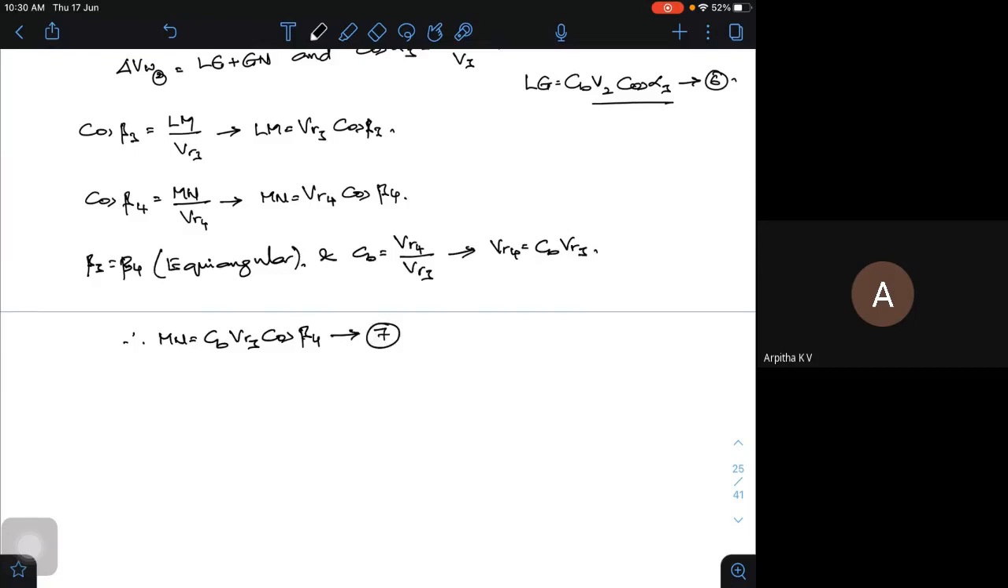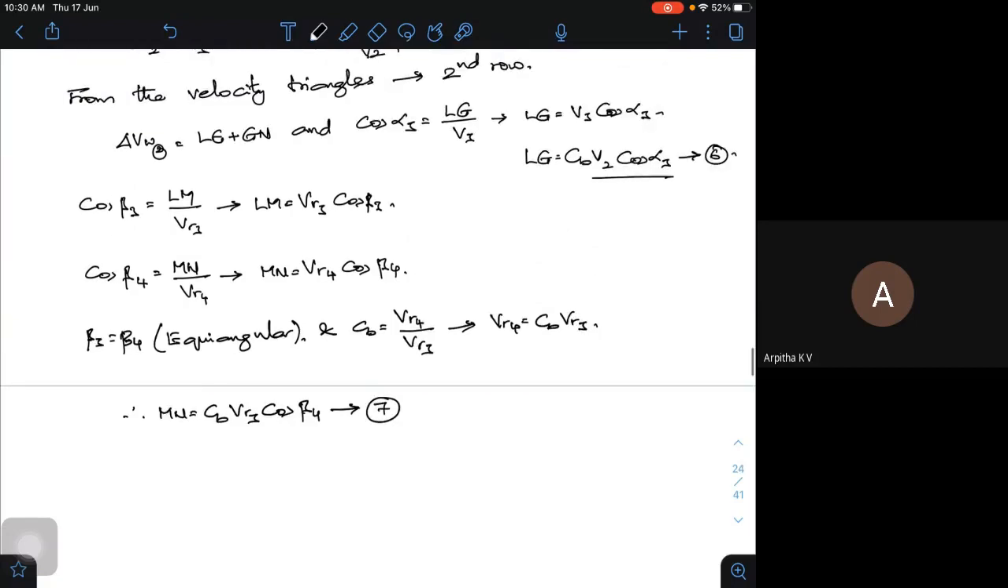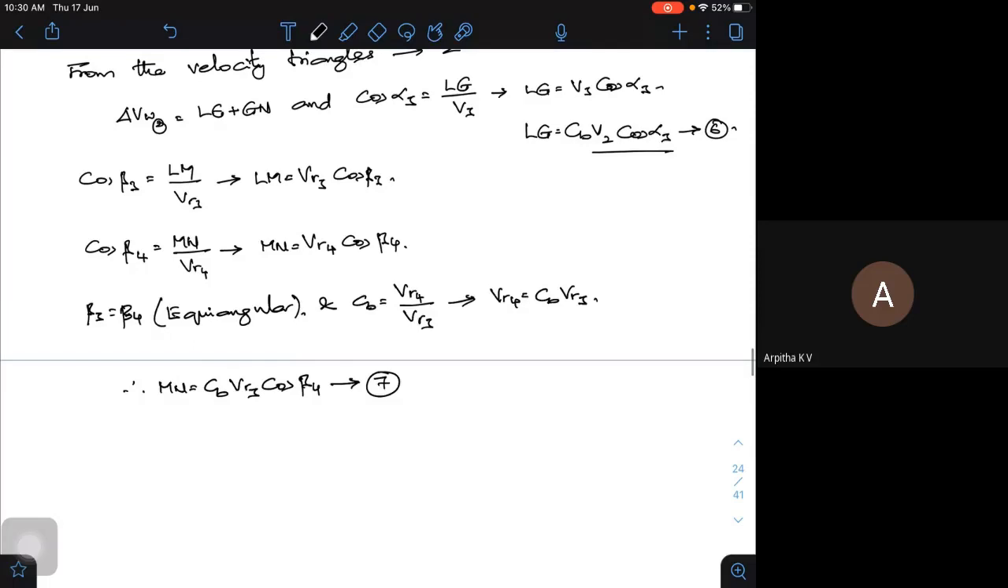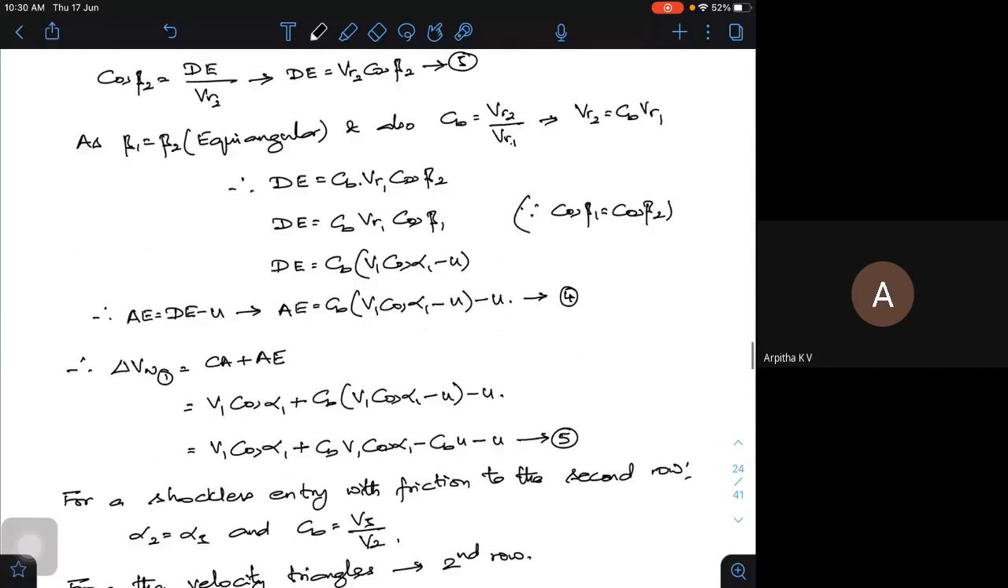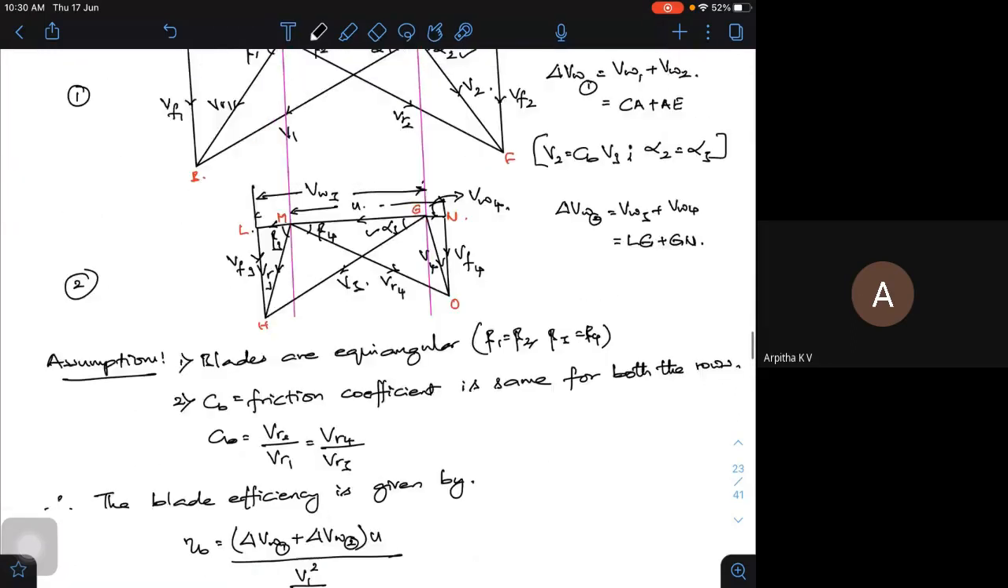So now you have two things here. I have Lm in terms of VR3 into cos beta 3, and Mn in terms of CB into VR3 into cos beta 3. Now I need to substitute this in terms of alphas. So how can we do that? I need to substitute in terms of alpha 2 and alpha 3. Let me go over here.